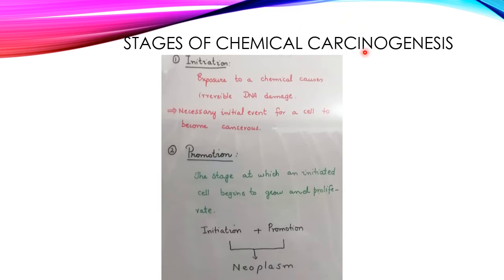Chemical carcinogenesis is the cancer which is induced by chemicals. There are two stages involved in chemical carcinogenesis. First is initiation and the second one is promotion. In the first stage, there is simple exposure to a chemical, as a result of which there is irreversible DNA damage. And then there is promotion, in which that initiated cell can undergo growth and proliferation. So initiation and promotion can result in the production of an abnormal mass of cells, which may then be categorized as benign or malignant, and this is called a neoplasm.